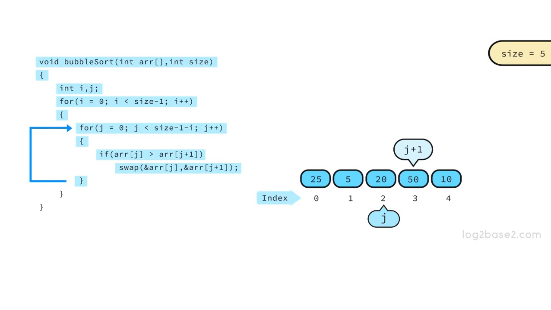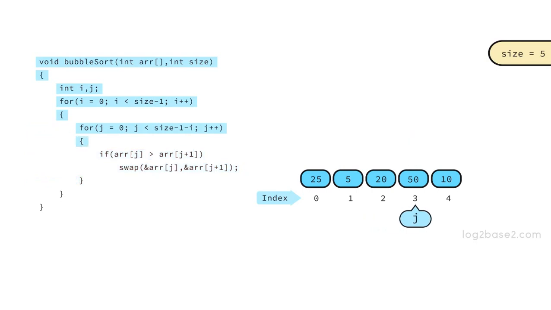Now in the next iteration, j is equal to 3. Again we have to compare the elements at index 3 and 4. And we have 50 greater than 10. So if is again true, so we have to swap these two elements. Now in the next iteration, j is equal to 4. And now the condition j less than size minus 1 minus i fails since 4 is not less than 4. So the first iteration of outer loop is now completed. That is, the first cycle of comparison is done and we got the largest element in the correct position.